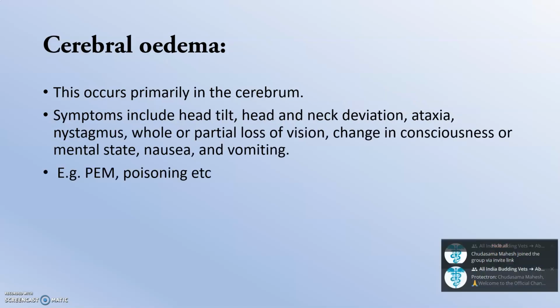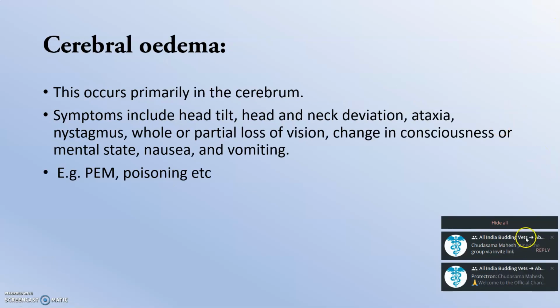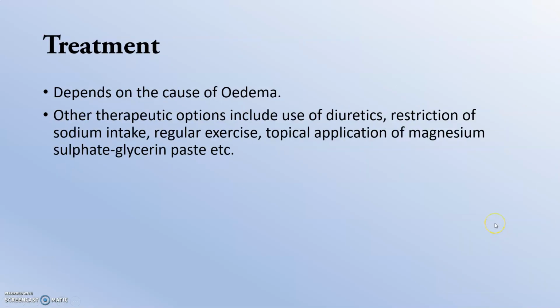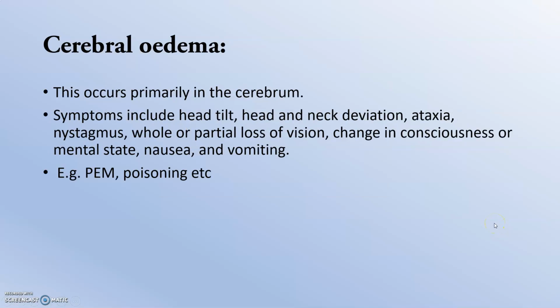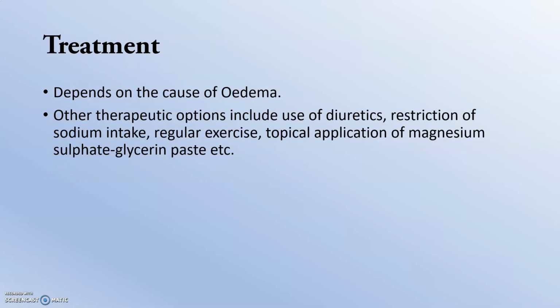Next is the cerebral edema. This occurs primarily in the cerebrum. Symptoms include head tilting. The perfusion to the brain will be lost due to the edema and expansion of the fluid in the vessels. So change in consciousness, mental stupor, and nausea will be there. Even vision loss, nystagmus, etc. It is very common in cases of polioencephalomalacia and in many poisoning conditions.